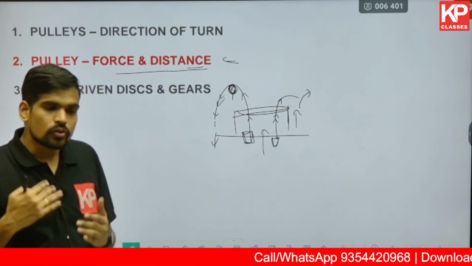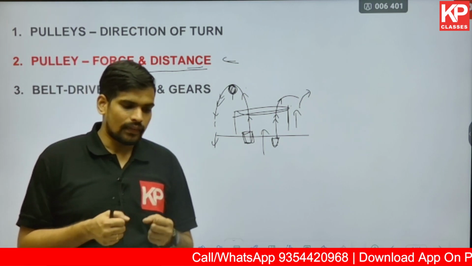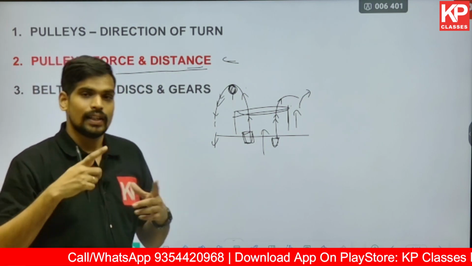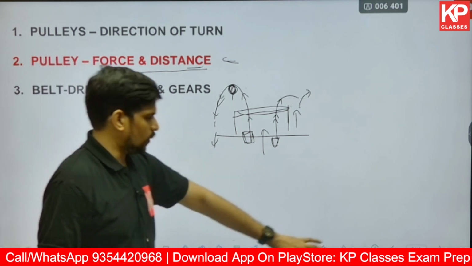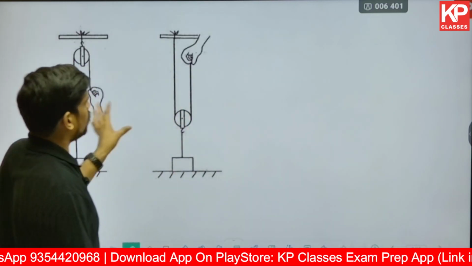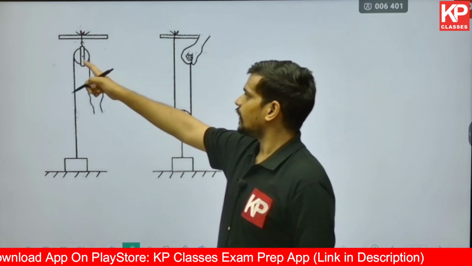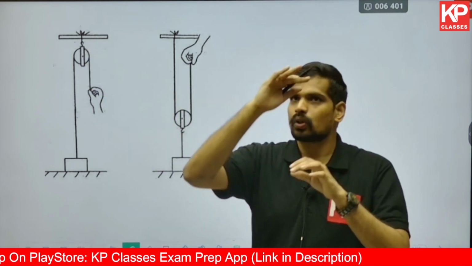Second, you can also use pulleys to apply less force to lift a larger weight. Now for that you will need to use movable pulleys. So that's the basic difference. There are two types of pulley systems. You have two diagrams over here. The first one is where the pulley is fixed to a rigid support like a ceiling or something.